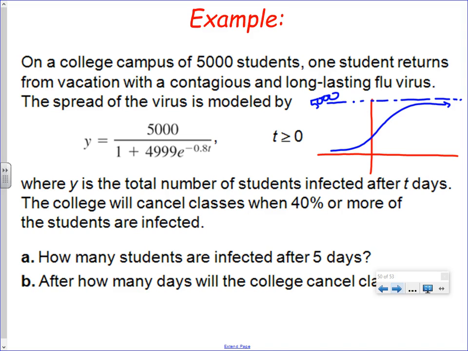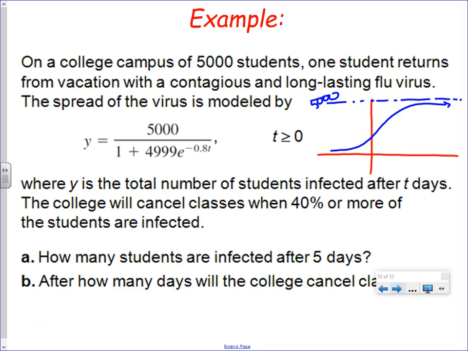Viruses do grow exponentially, but the point is, if they quarantine the campus, the college will cancel classes when 40% or more of the students are infected. If they cancel the classes at a certain point and all the kids are in their dorm rooms and no one new is coming on campus, can this flu spread forever? No. It can only spread up to 5,000, so it's going to level off at some point. That's how logistic growth works. It's exponentially growing for a while, but there's only so many people that can get infected, so then it's going to level out. Anyway, that's what's going on in that funny graph you showed.